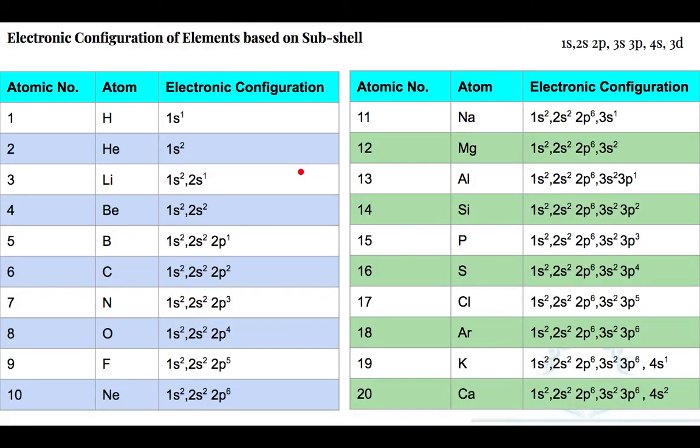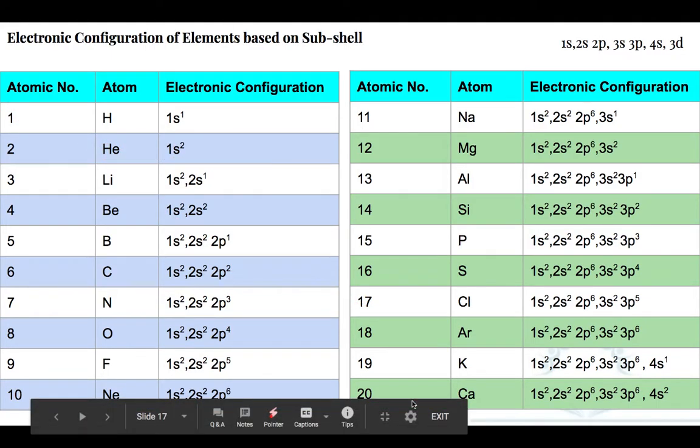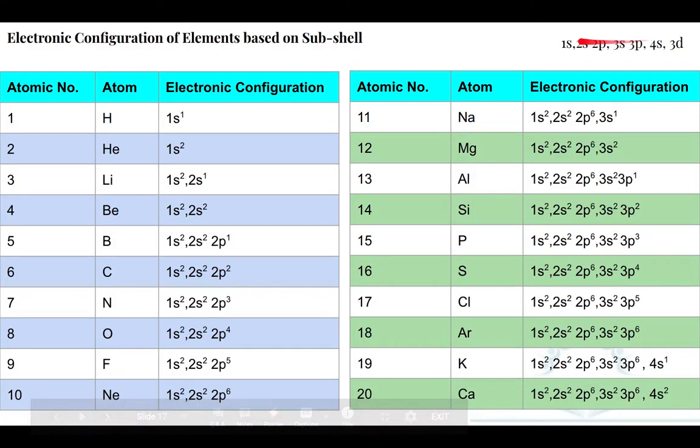Now let's check here. The electronic configuration of the first 20 elements we are writing here. You can see hydrogen has only one electron, and we are following this configuration. So 1s, and since hydrogen carries only one electron, we write 1 here. This power represents the number of electrons. Though an s orbital can carry 2 electrons, since hydrogen has only one electron, we write 1. Now when you come to helium, it has 2 electrons, so 1s2.